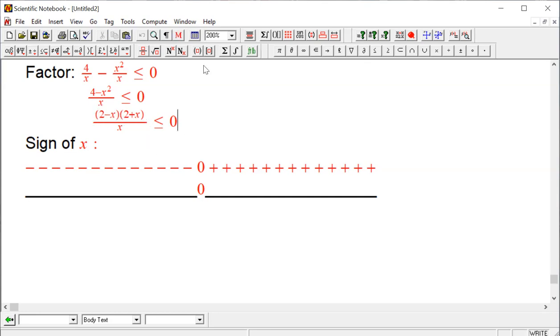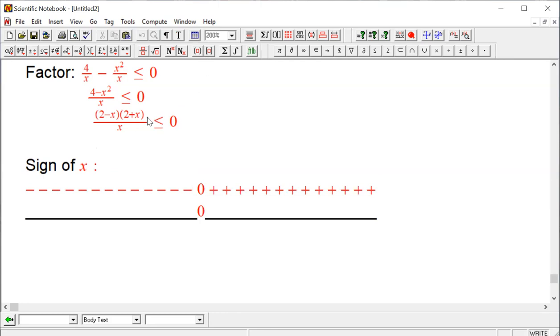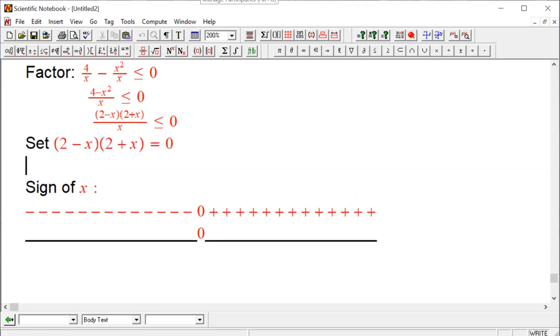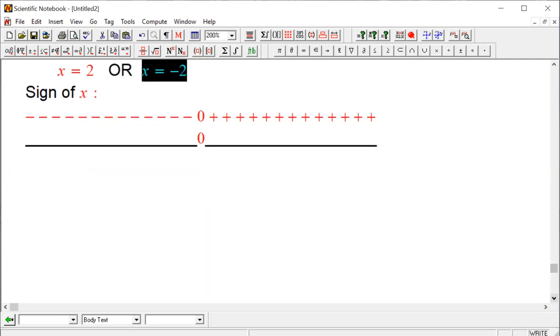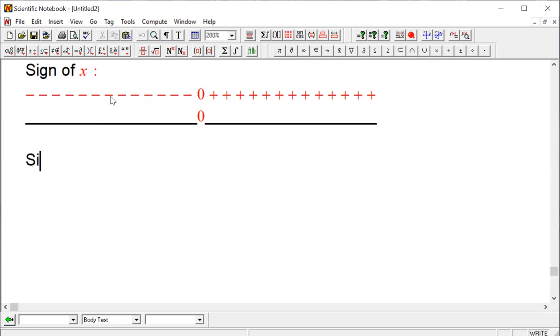2 minus x, right? So you may want to identify the zeros, right? What makes 0? Well, set this piece equal to 0, right? And you're gonna get x equals 2 or x equals -2, right? But this time you kind of have more signs to deal with, right? So you're gonna work on the sign of x, 2 minus x.